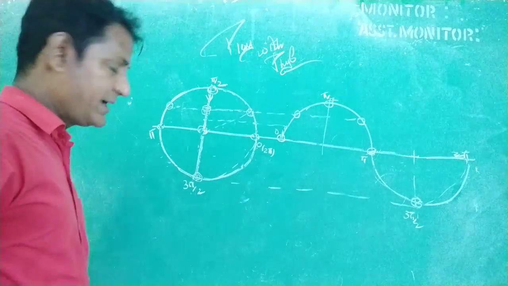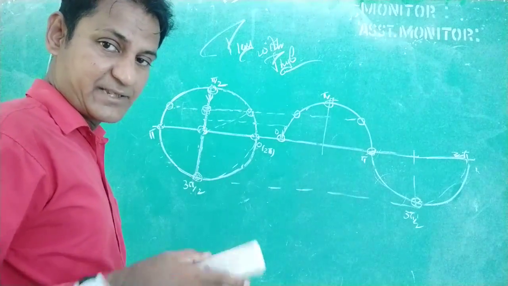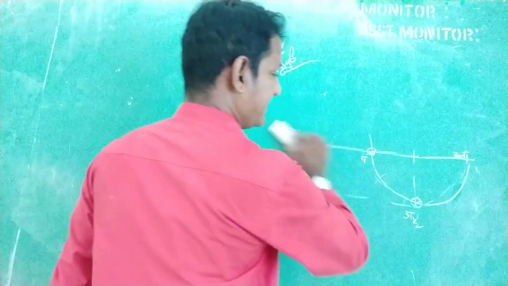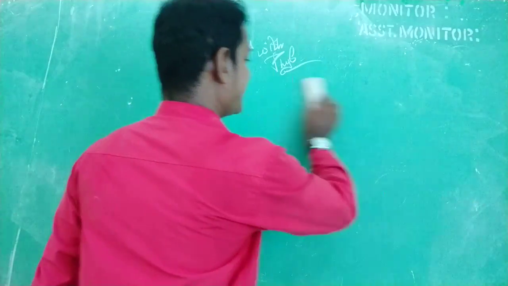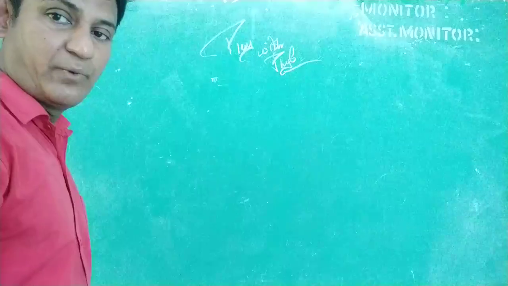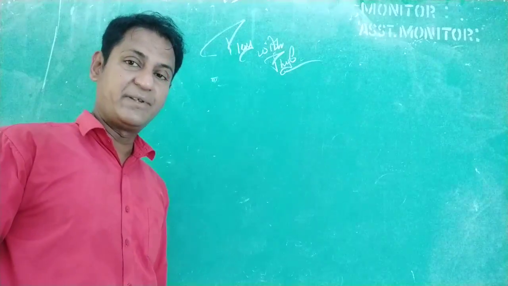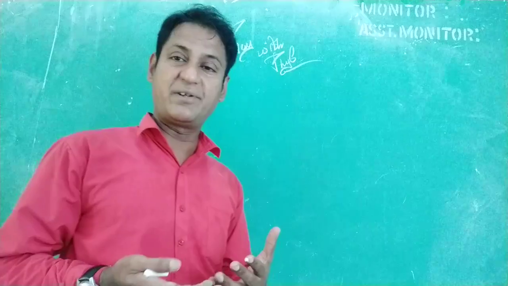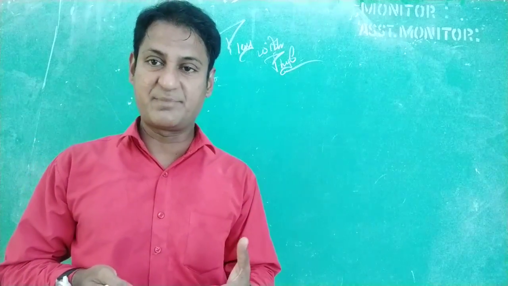Okay, so why do I explain these things? Let us know what is meant by frequency, what is meant by wavelength, and what is meant by wave number. So frequency means the number of cycles per second, the number of vibrations per second, or the number of oscillations per second.